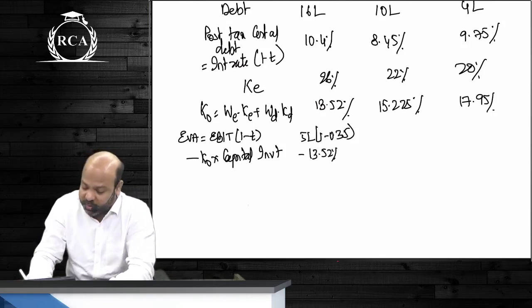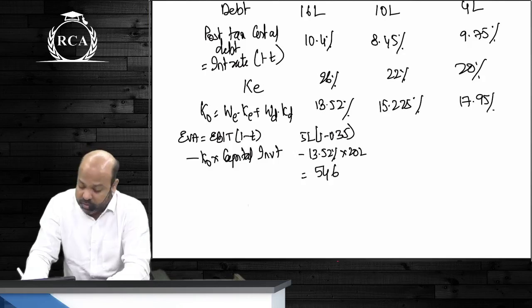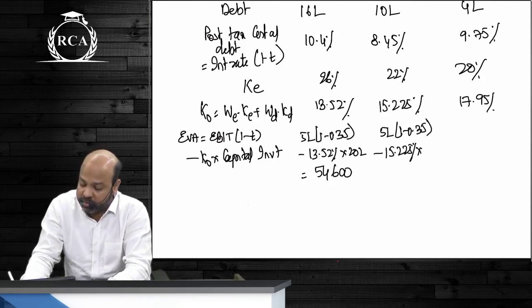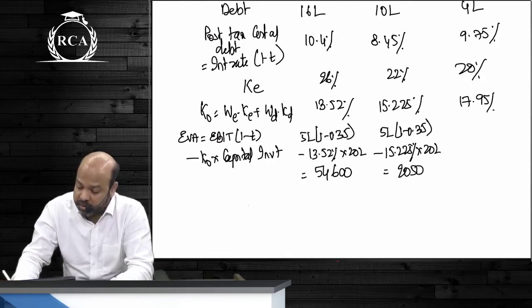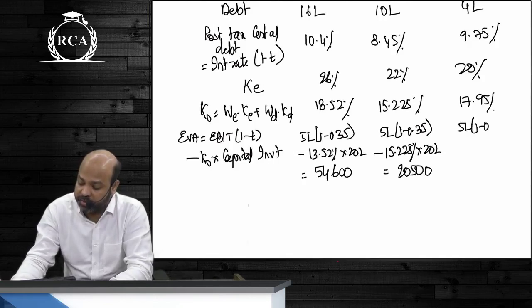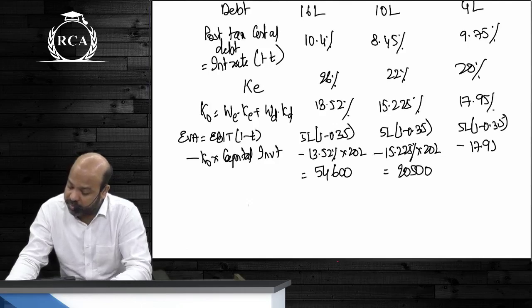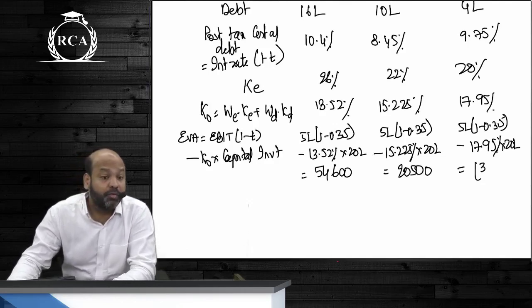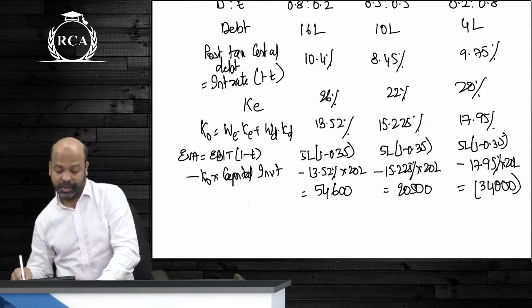54,600. Next, 5 lakhs into 1 minus tax rate minus 15.225% of 20 lakhs. 20,500. 5 lakhs into 1 minus tax rate minus 17.95% of 20 lakhs minus 34,000. This will be the EVA, guys.